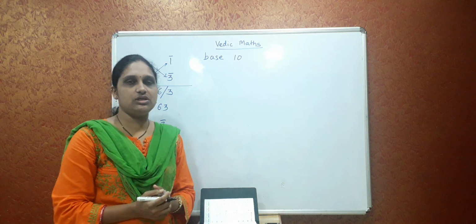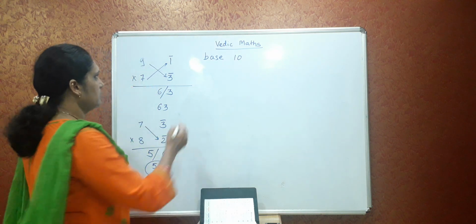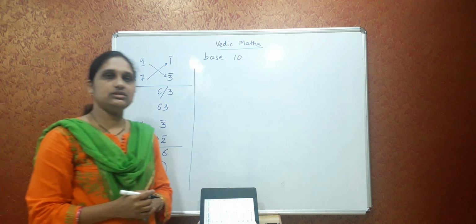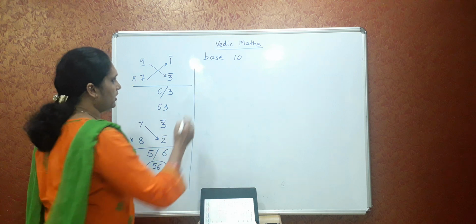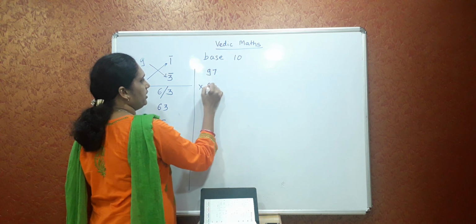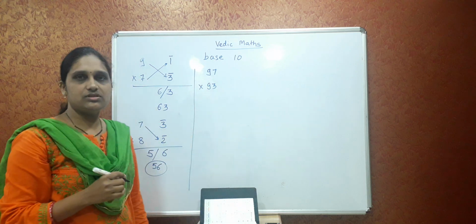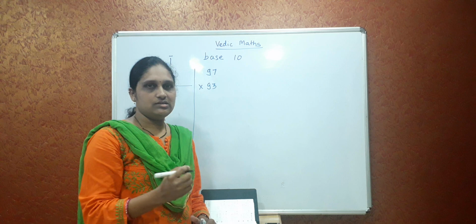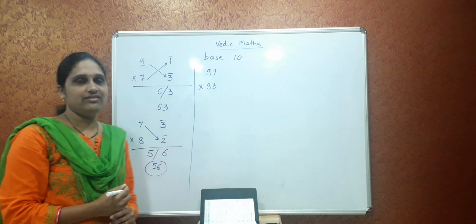Now we are going to see two digit multiplication. So here I am going to write a two digit multiplication. For that I will take the numbers 97 into 93. These two numbers. Hard to multiply? No, it is not so hard. See now, it's very easy to find.